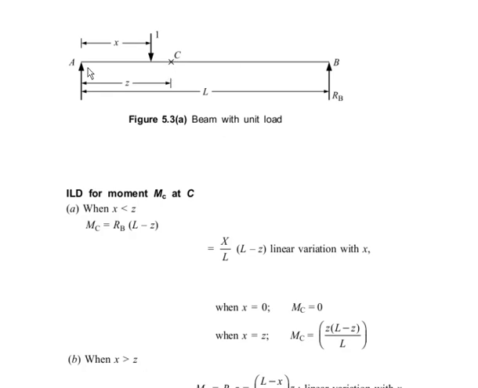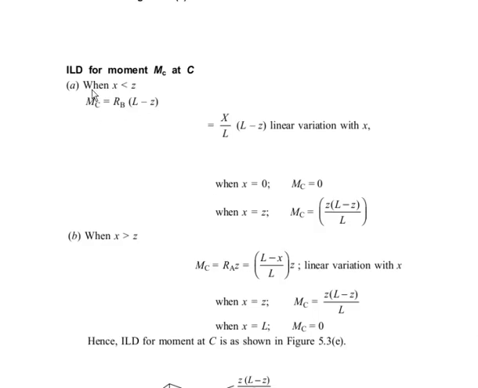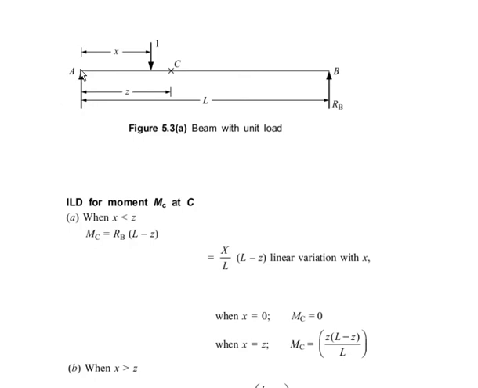Again we have to consider the two cases, when the unit load is moving from A to C and C to B, separately, and in both cases we have to calculate the bending moment at C. So in the first case, when x is less than z, which means the unit load is somewhere between A and C, as in this figure.